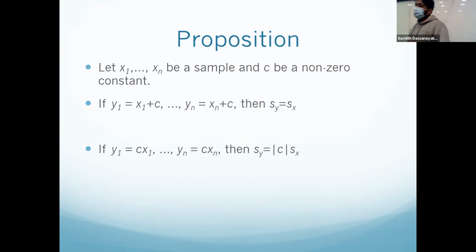Last day I finished from here, from these two propositions.